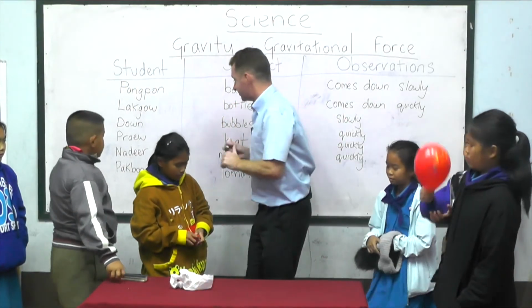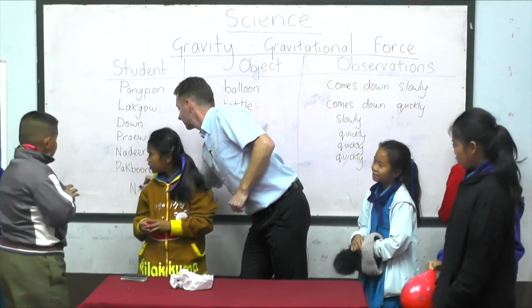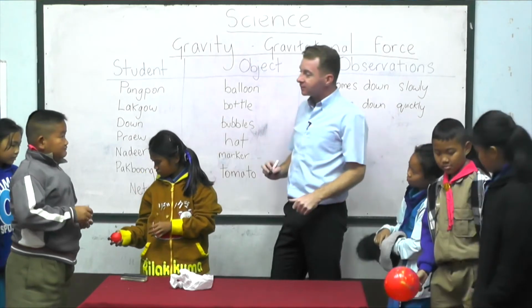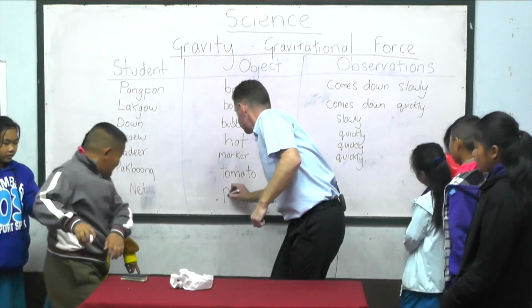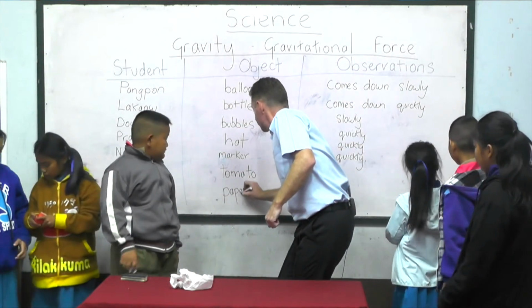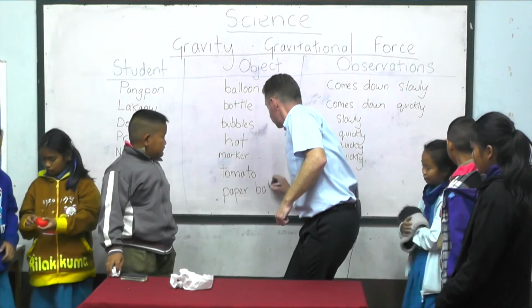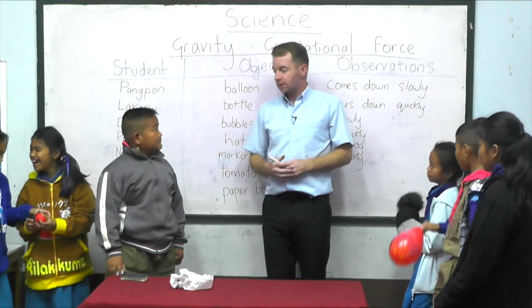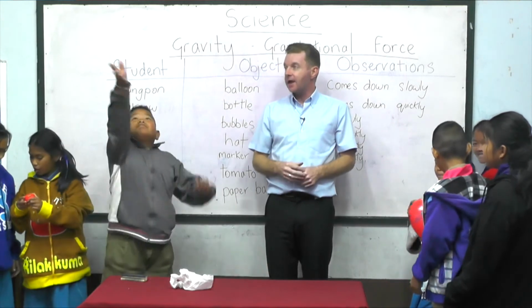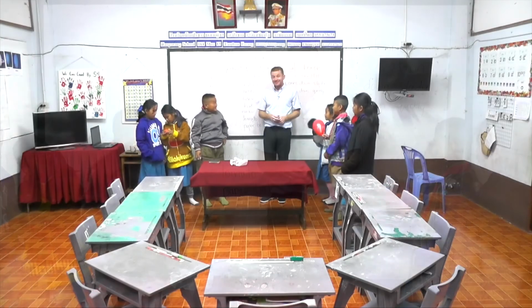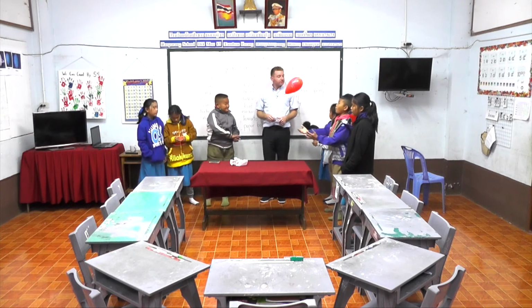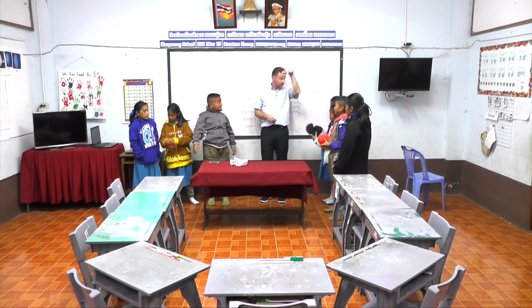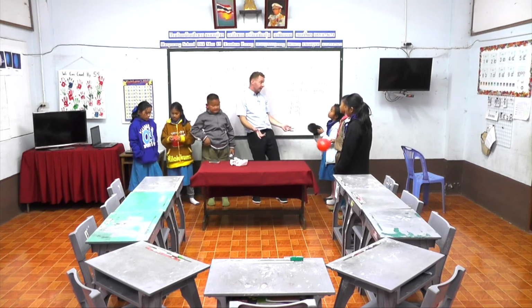Okay, so Net, what is your object? Paper ball. You have a paper ball, okay? So paper ball. Now, Net, when you're ready, can you throw your paper ball into the air and catch it? Excellent. One more time. Paper ball. What happened? Did it go up? Yes. Did it come down? Yes. Slowly or quickly? Quickly.